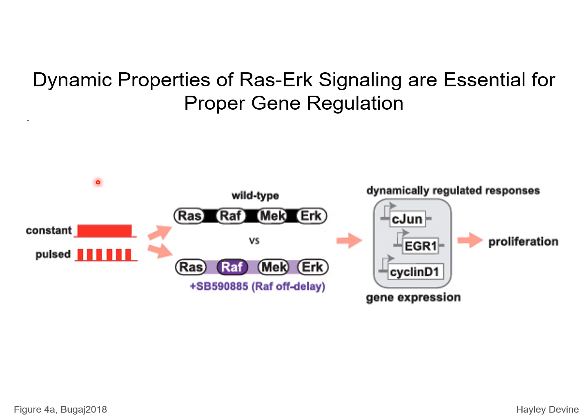So the hypothesis illustrated in this part of the figure is that cells use dynamic patterns of RAS-ERK signaling to regulate gene expression. But if this pathway is altered, in this case with this SB drug, the cells might misinterpret this input pulse signal and lead to atypical gene expression.